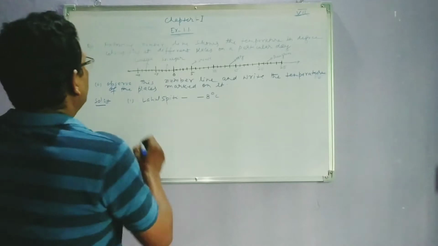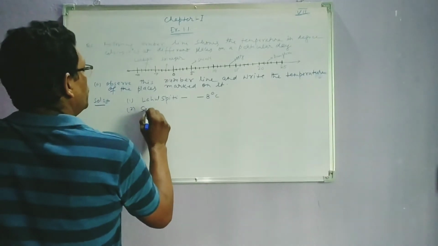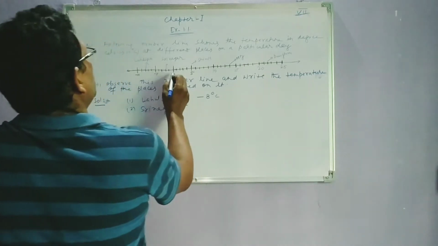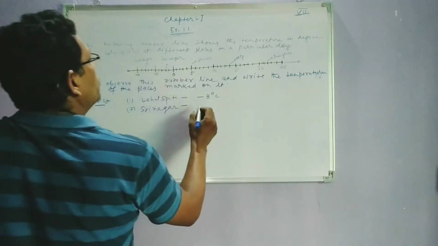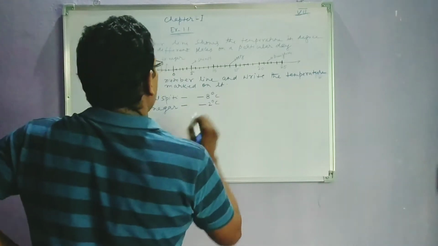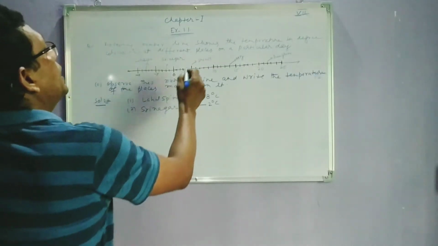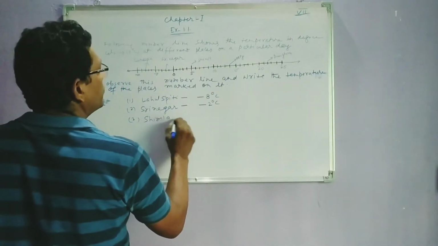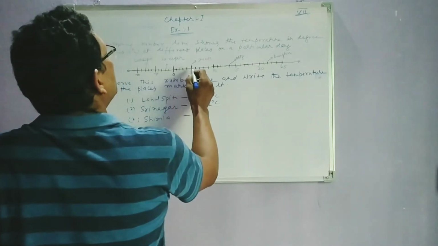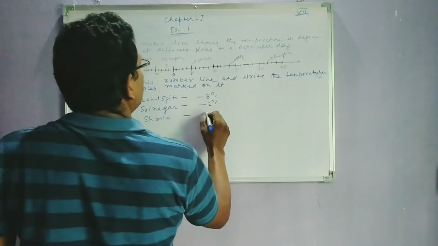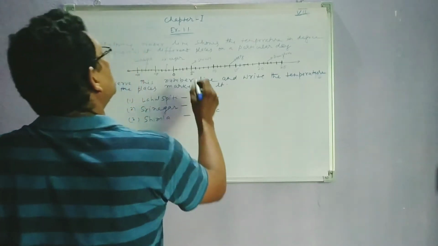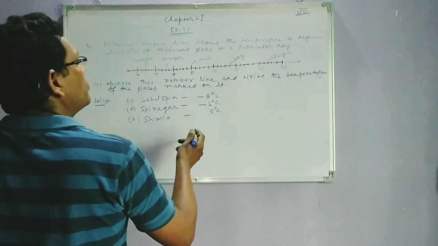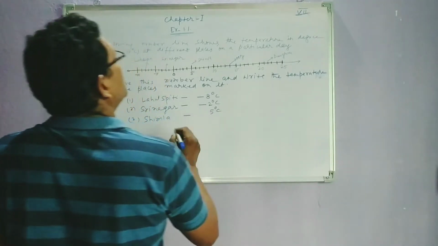Second place is Srinagar. 0, then -1, -2. -2 degrees Celsius. Then Shimla. Shimla is clearly at 5. So 5 degrees Celsius. This is positive, plus 5 degrees Celsius. But plus is not written. So this is simply 5 degrees Celsius.